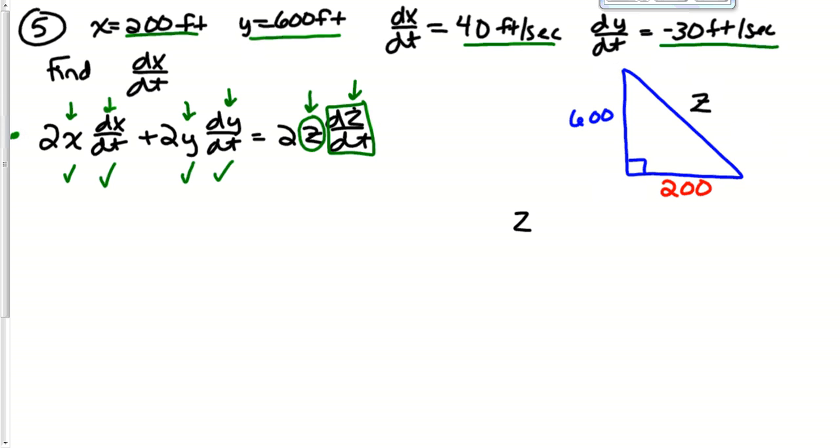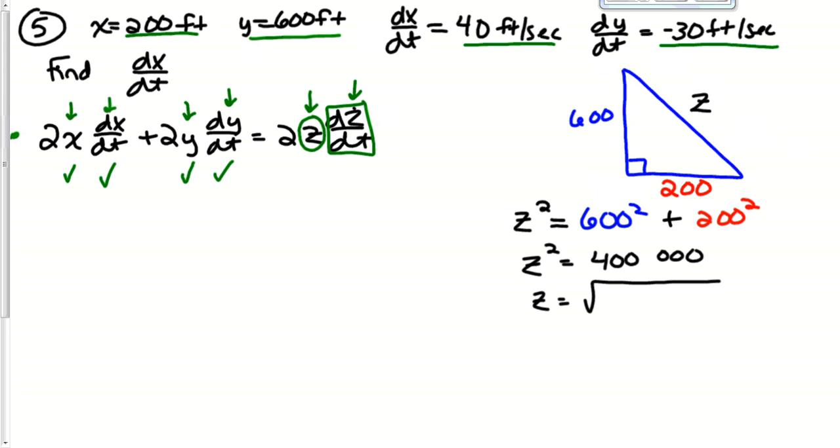So I have z squared is equal to 600 squared plus 200 squared. And I'm going to work this out. As I work this out, I get z squared is equal to 400,000. Then to get z, I'm going to take the square root of that. For right now, I'm going to leave it just like that. I don't really want the decimal version because then I'm going to have to plug that entire thing into my calculator, and I really don't want to do that if I don't have to.